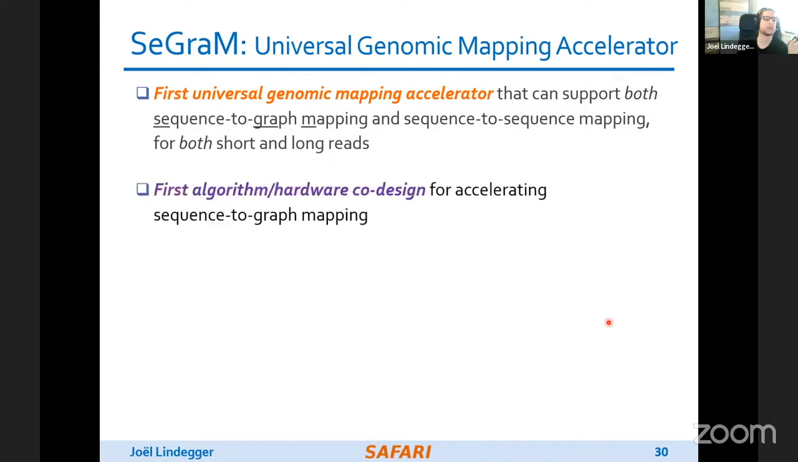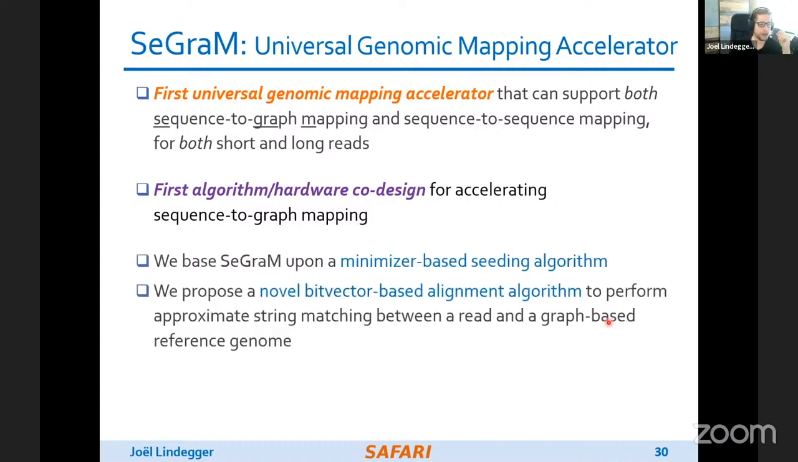We came up with this accelerator by algorithm hardware co-design. So we both designed hardware and fine-tuned the hardware to the algorithm, and kept refining algorithm parameters and the exact algorithm layout such that it would fit the hardware very well again.